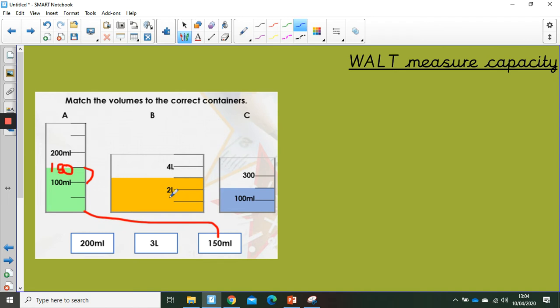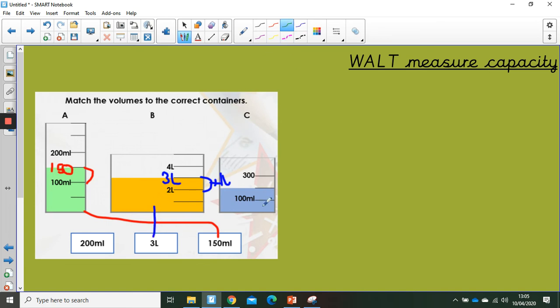This one is in litres. Let's find out the difference. 2 litres to 4 litres, the difference is 2 litres. Half of 2 litres is 1 litre. Each one is going up in 1 litre. 2 litres, add 1 litre, that's right, it's 3 litres.